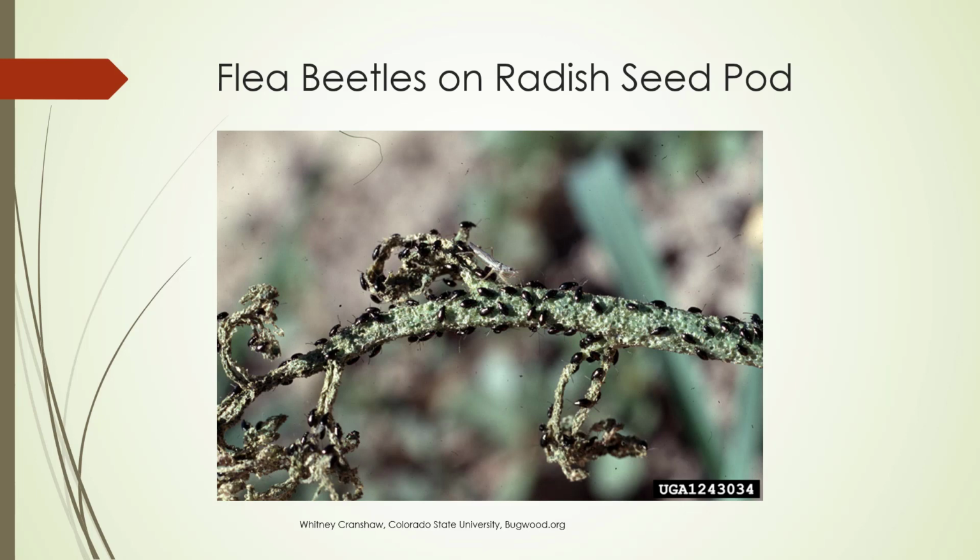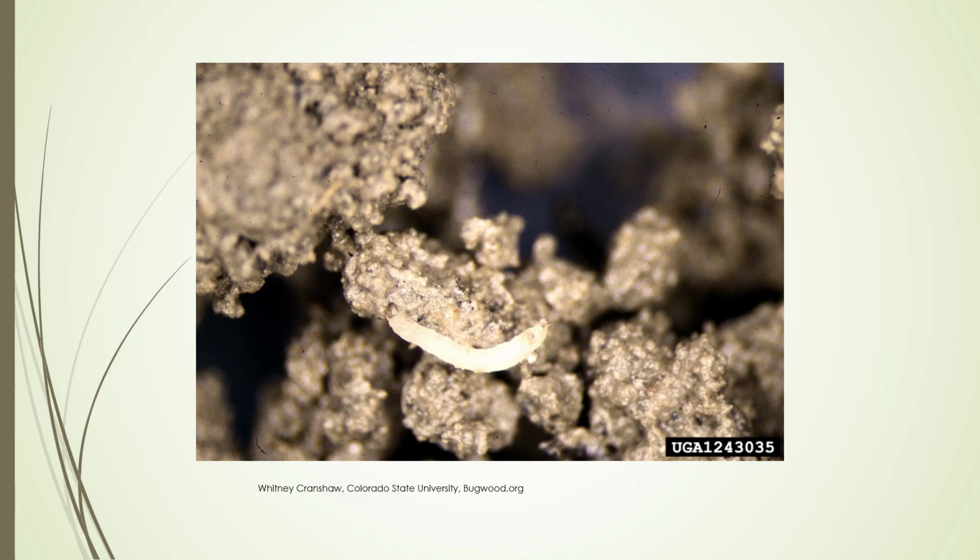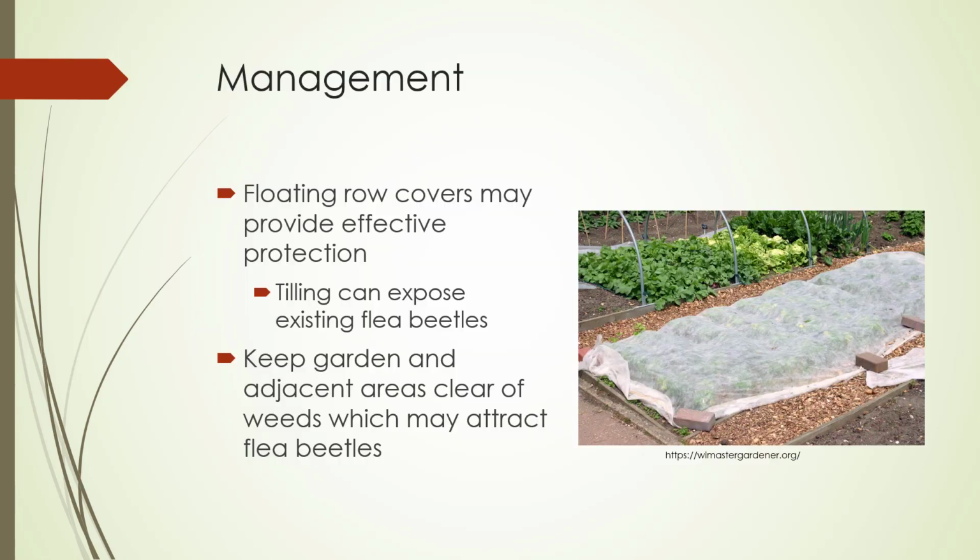This is them covering a seed pod of radish, but there's actually an assassin bug there. I don't know if you can see that, but there is a light colored tan thing. That's going to feed on these flea beetles. Here's the larva feeding on crucifer roots. Floating row covers may be effective. Tilling can also expose existing flea beetles. You want to make sure the garden and adjacent areas are clear of weeds that may attract the flea beetles.